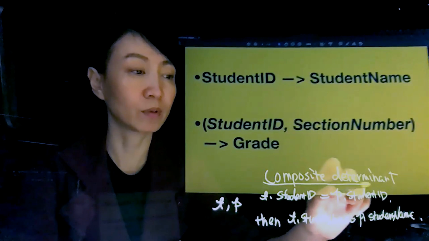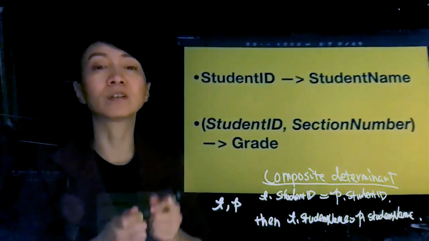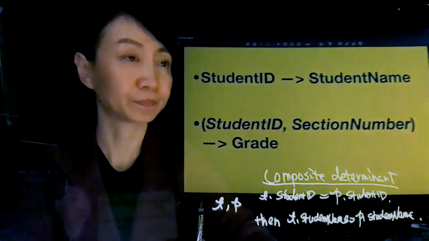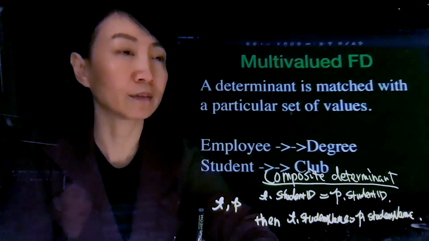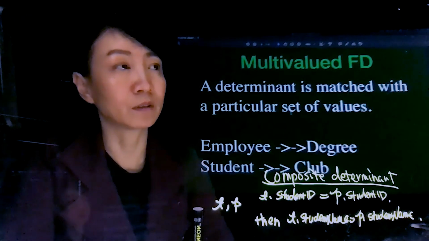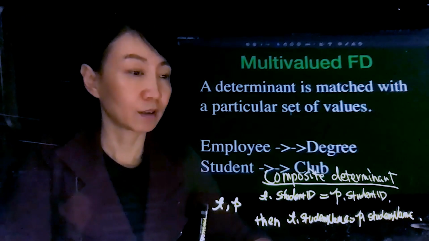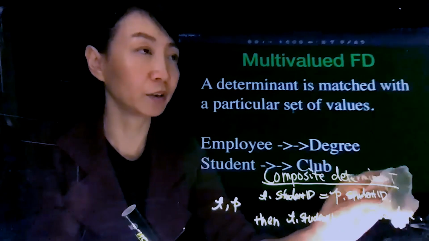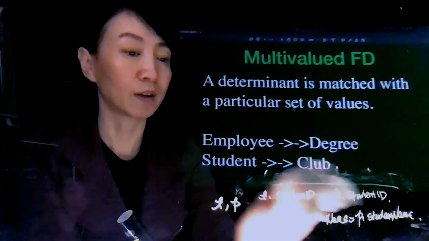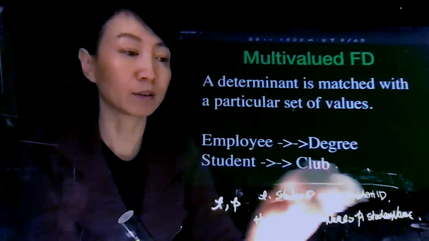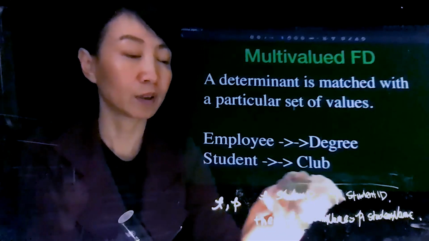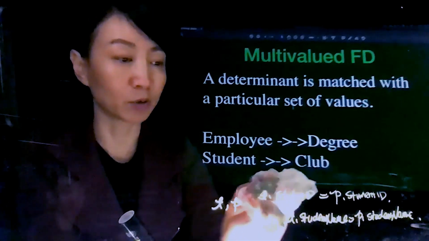Because it contains more than one attribute. This is just a term in FD. Okay, next we also have another kind of functional dependence. This is a multi-valued functional dependence. What is multi-valued? That means a determinant can decide a set of values for the second set of attributes.